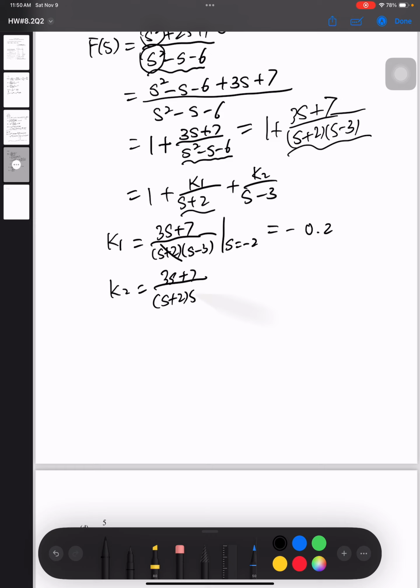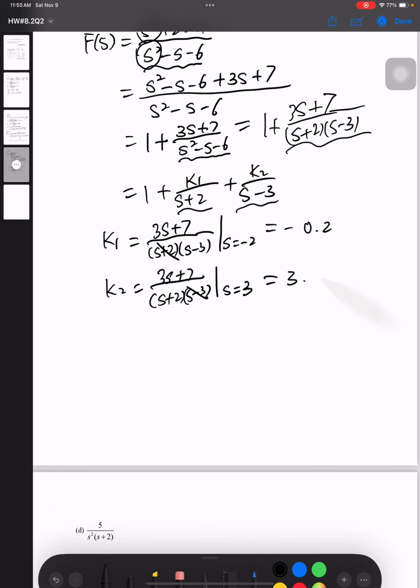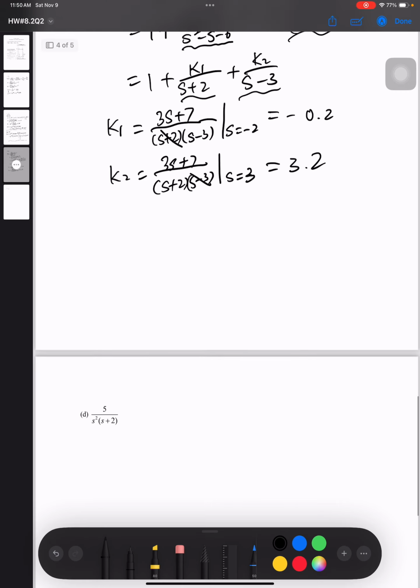This time, since k2 corresponds to s minus 3, we just set s equals 3. After calculation, we get k2 is 3.2. Then F(s) equals 1 minus 0.2 over s plus 2 plus 3.2 over s minus 3.